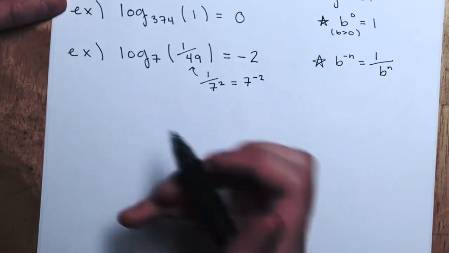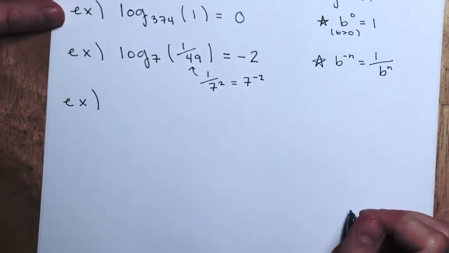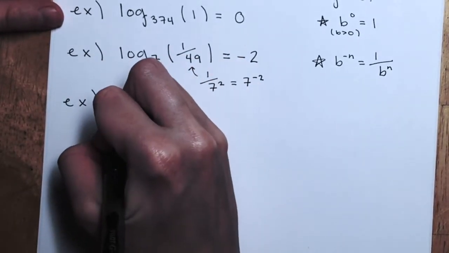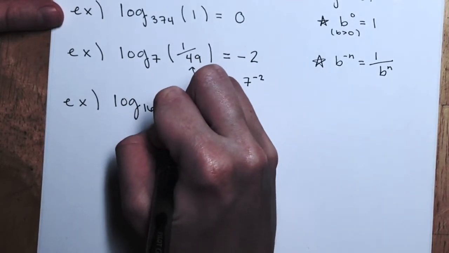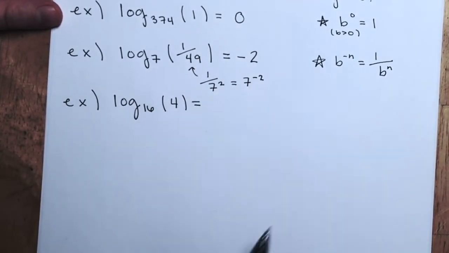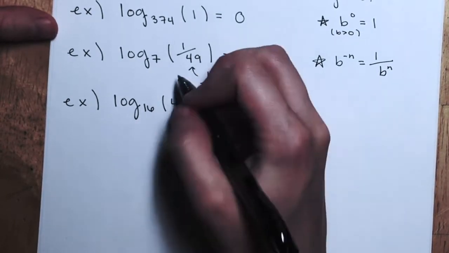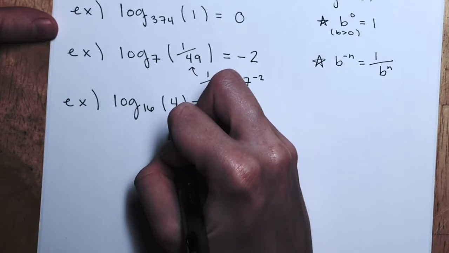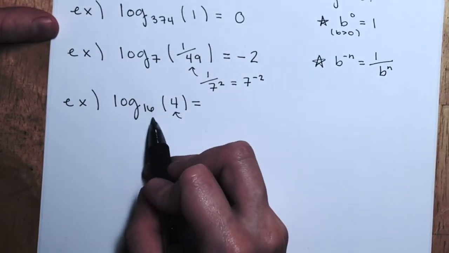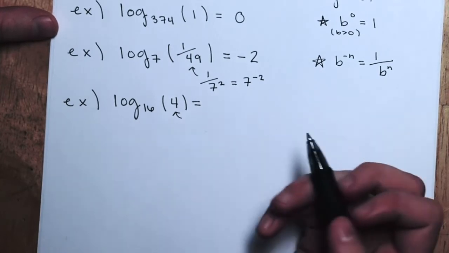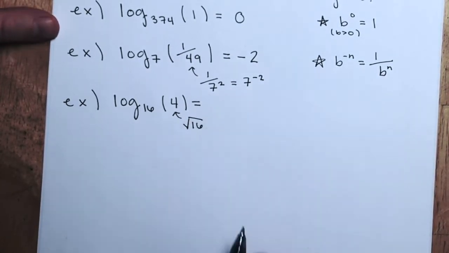The last one I want to look at really quickly, just to get a little bit of a refresher for all these exponent rules. Let's say we've got log base 16 of 4. What can we raise 16 to get 4? Well, what is the relationship here? How is 4 related to 16? Well, we know that it's the square root of 16.